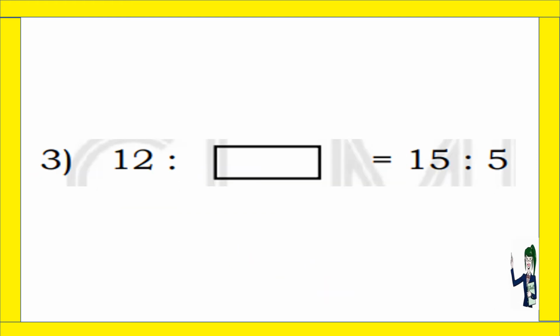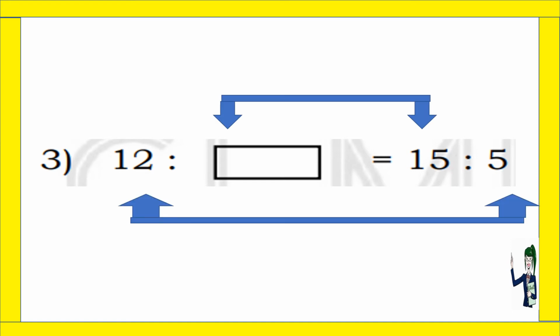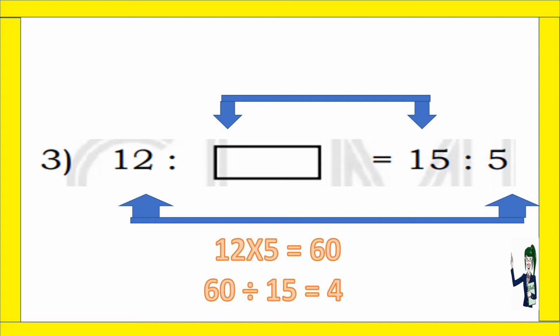Number 3. 12 to blank equals 15 to 5. Identify the means and the extremes. The complete parts are the extremes. Get the product of the extremes. 12 times 5 equals 60. Then divide by 15. 60 divided by 15 equals 4. So the missing part is 4.